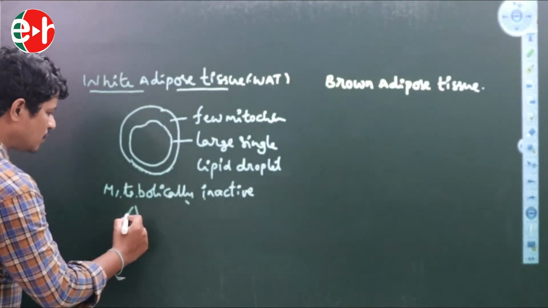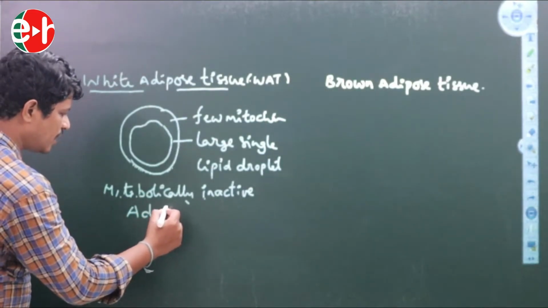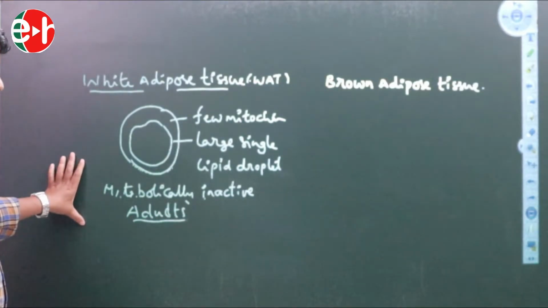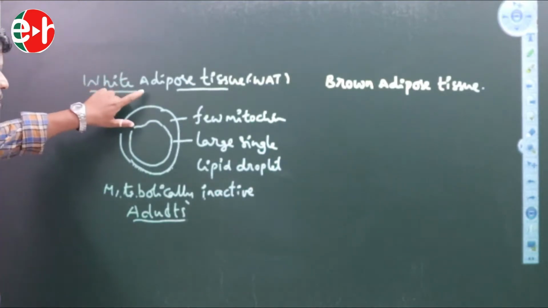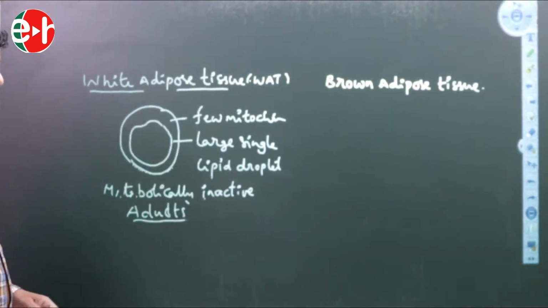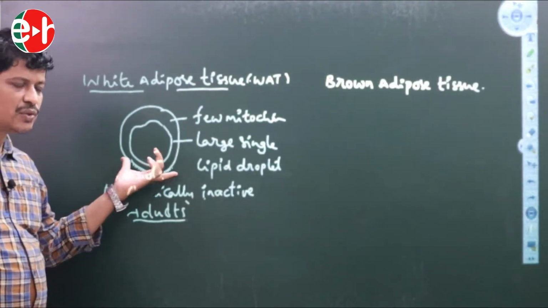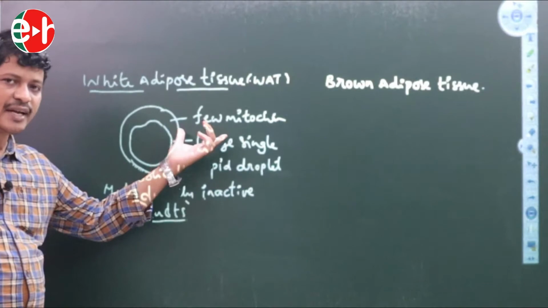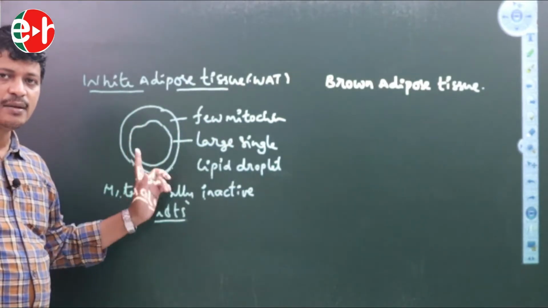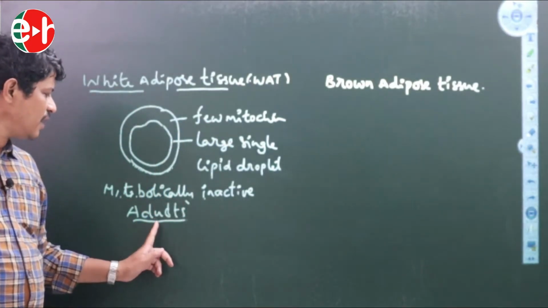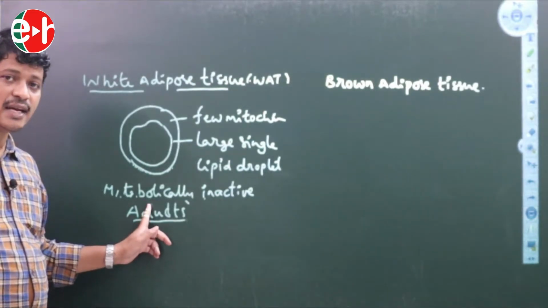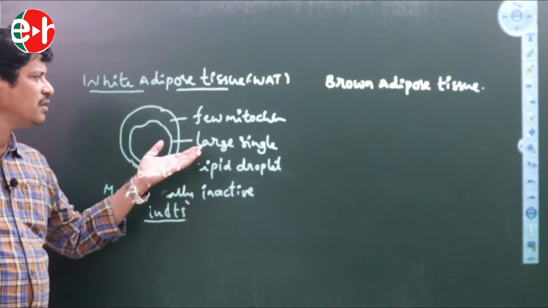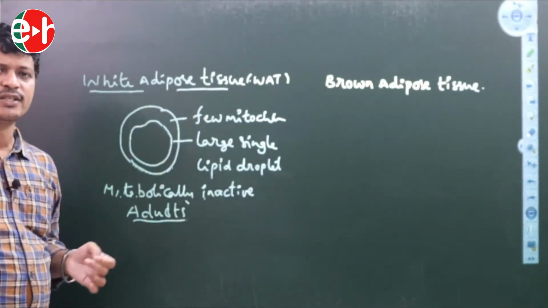We find this white adipose tissue in adults. Common points about white adipose tissue, WAT: it contains a large single lipid droplet with very few mitochondria. It is found in adults, but it is metabolically inactive. Why? Because of the few mitochondria.